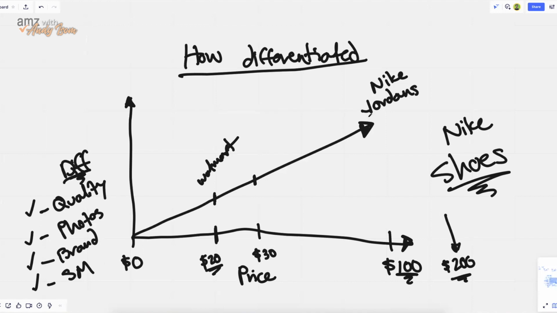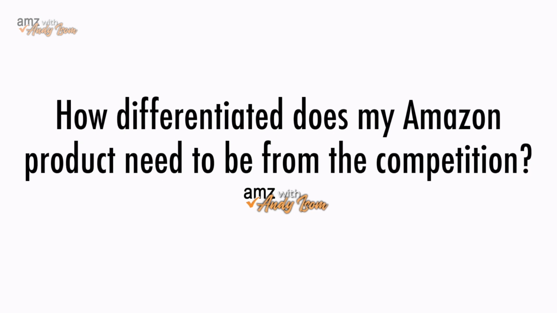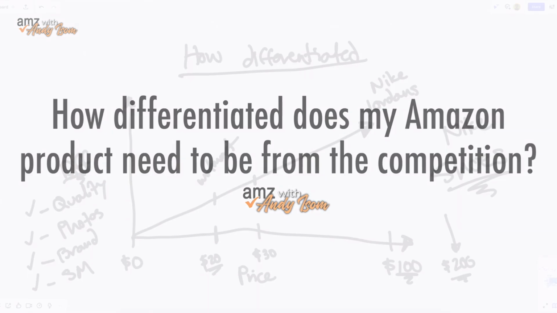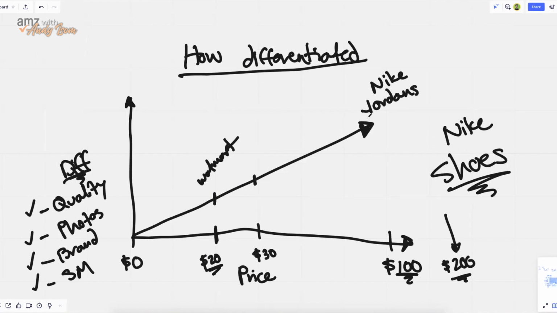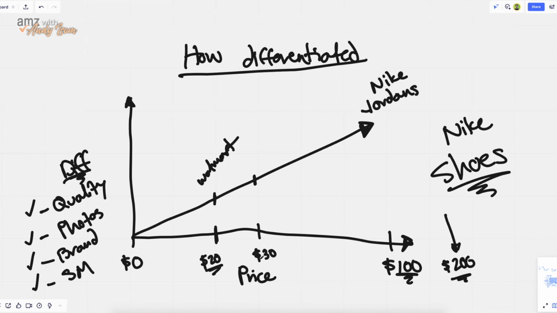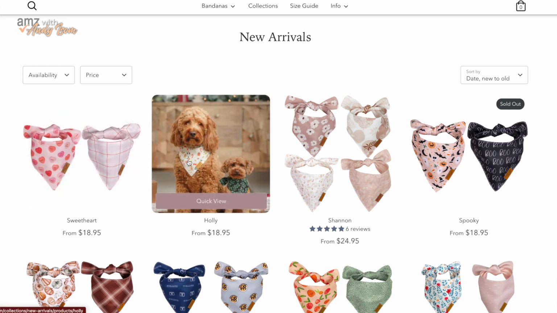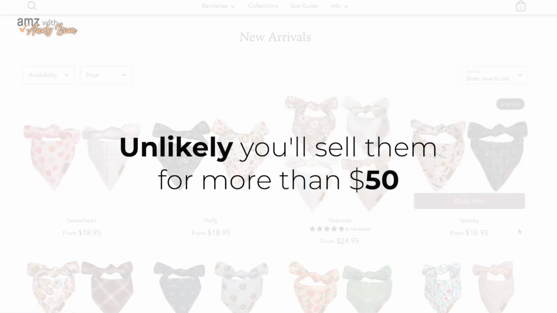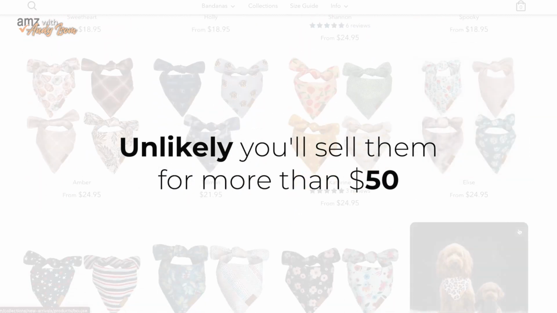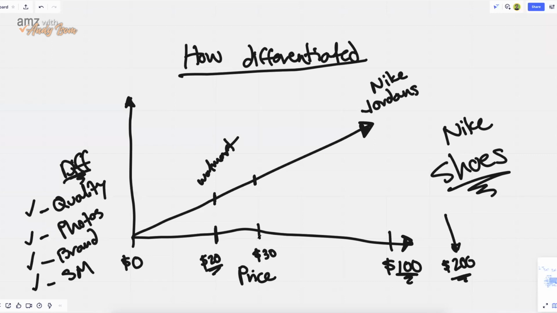So if you're asking how differentiated do I need to be within my market, do I just need to be a little bit different or a lot different, that really depends on where you're going to price yourself. Obviously there is a price range for your market. If you're selling dog bandanas, it's very unlikely that you're going to sell them on Amazon for more than $50, unless they're made of diamonds and you sell one a year to some random person. On Amazon, the market is the market. You kind of know your range.